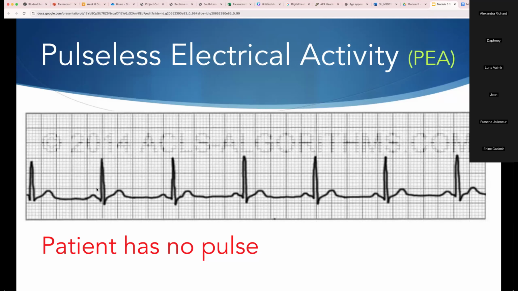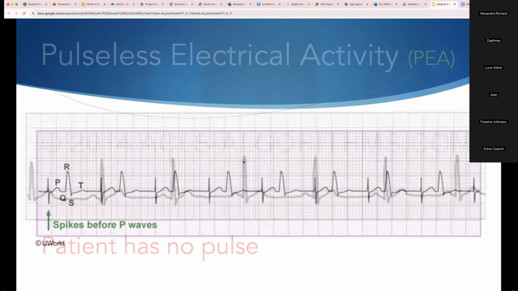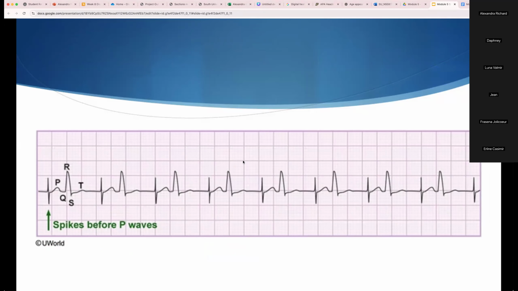PEA, the treatment is what? What's the treatment for PEA? CPR. Very, very good. All right.